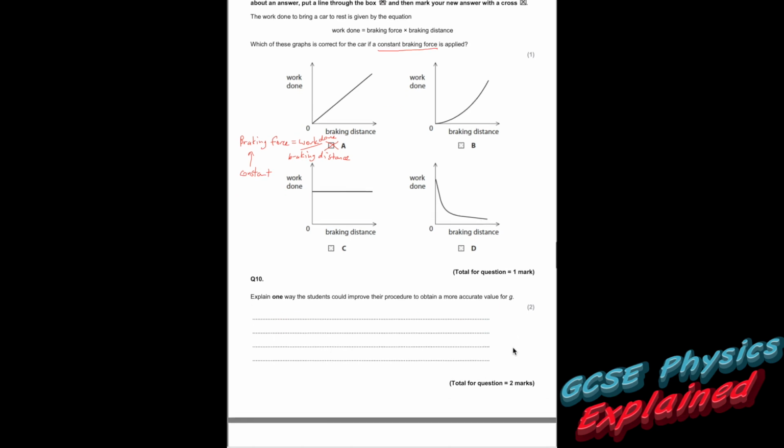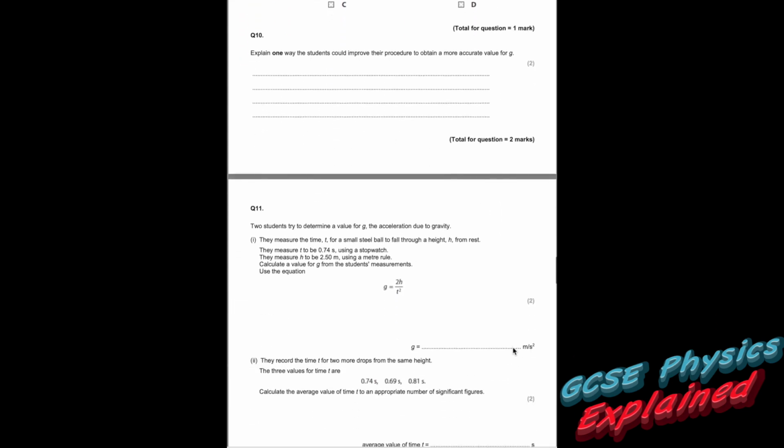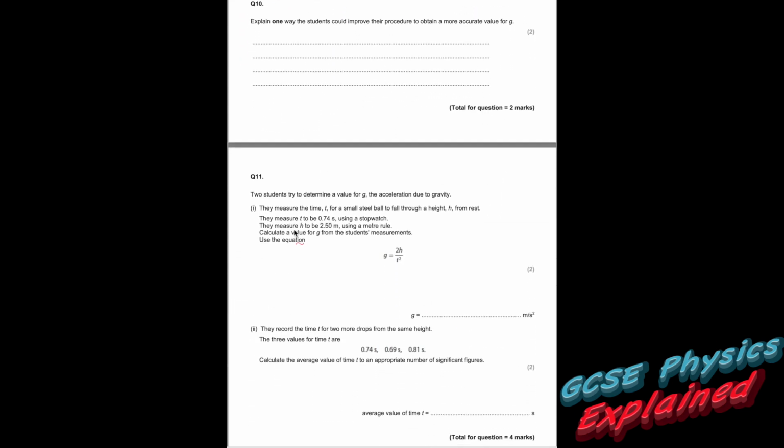Question 10. Explain one way the students could improve their procedure to obtain a more accurate value for g. Right, once again, that is part of a different question. It's actually part of this question. So let's answer question 11 first, and then I'll go back to 10. And you'll see how it makes sense. Two students try to determine a value for g, the acceleration due to gravity. They measure the time t for a small steel ball to fall through a height h from rest.